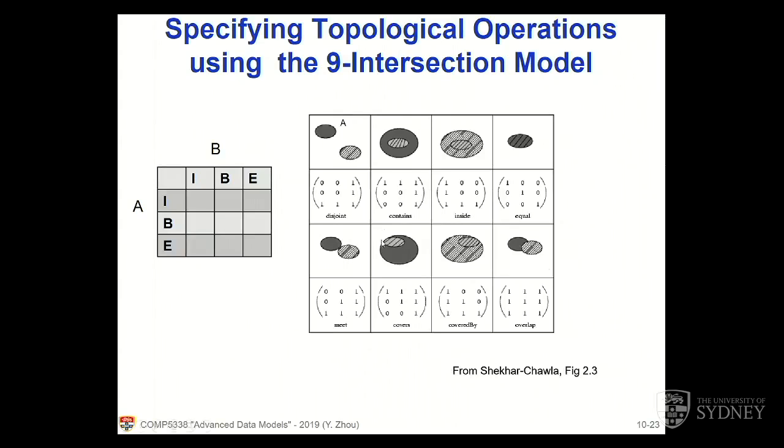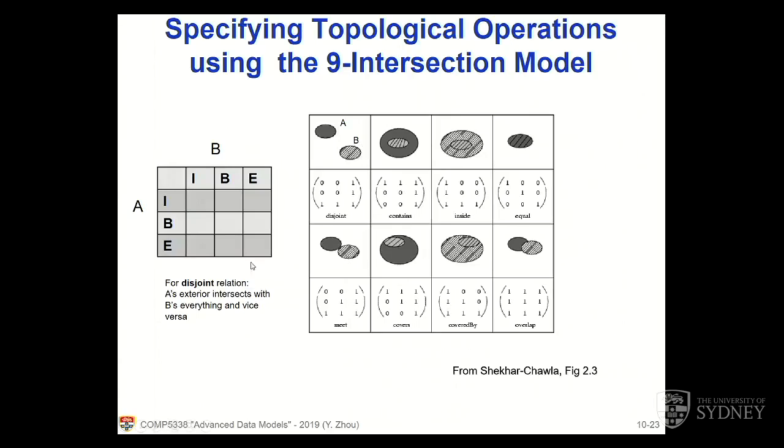But so these are all the possible values. So we can specify topological operation basically using the models. And then 0 means there's no intersection, 1 means there's intersection. So here, this is what we call disjoint. So A and B are totally independent to each other.